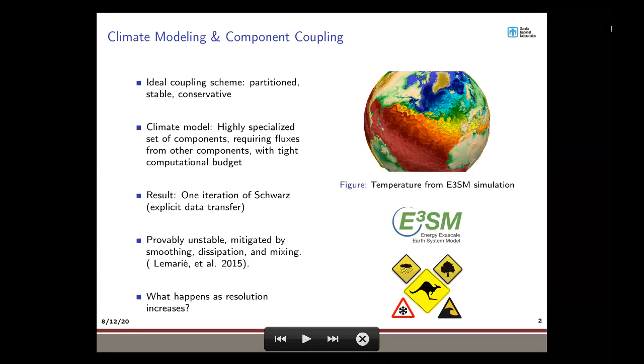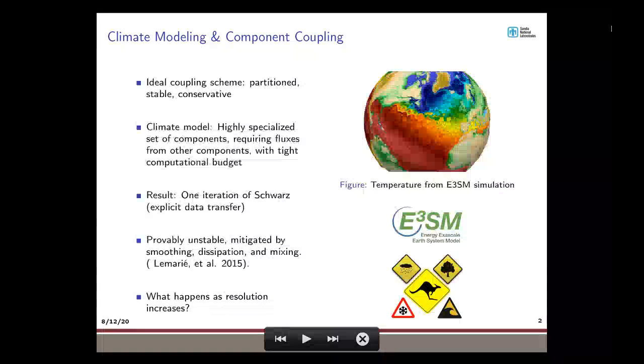Coupling is kind of seen as an afterthought. So all the computational budget is usually spent perfecting these models. And then when it comes around to coupling, what's done, in not necessarily all models, but in a lot of operational models, is effectively one iteration of Schwarz domain decomposition. And this is just an explicit data transfer where you take old data at the coupling step and pass it to the other model, and vice versa, the other models.